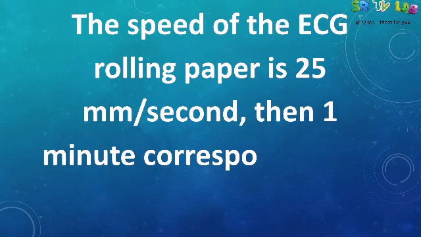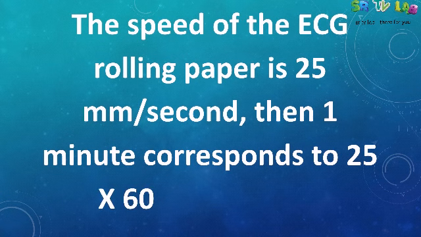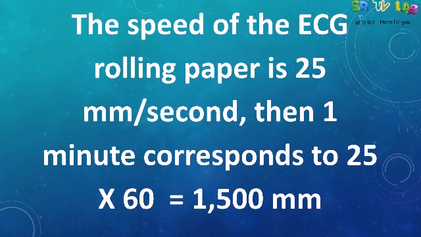Therefore, 1 minute corresponds to 25 times 60, which equals to 1,500 millimeter. This means the 1,500 millimeter of the ECG paper lowers within 1 minute. Do you understand? We are going to use this in order to calculate the heart rate.